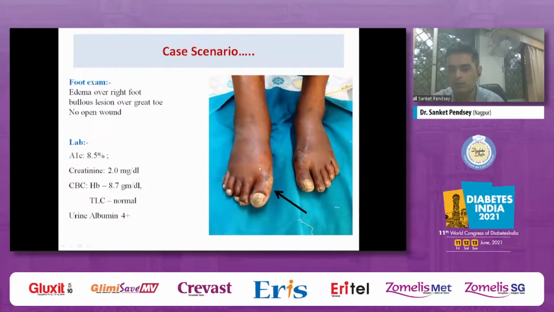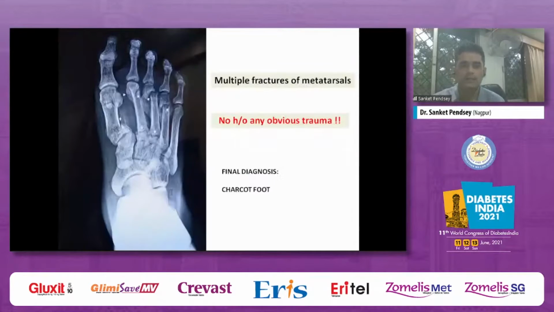There is also a small bulla on the right great toe, and his investigations revealed an HbA1c of 8.5%, indicating poor control of diabetes, elevated creatinine, macroscopic albuminuria, and moderate anemia. So, with this history of nearly painless edema, more on the right side, we asked for an X-ray, which revealed a staggering 7 fractures in his foot.